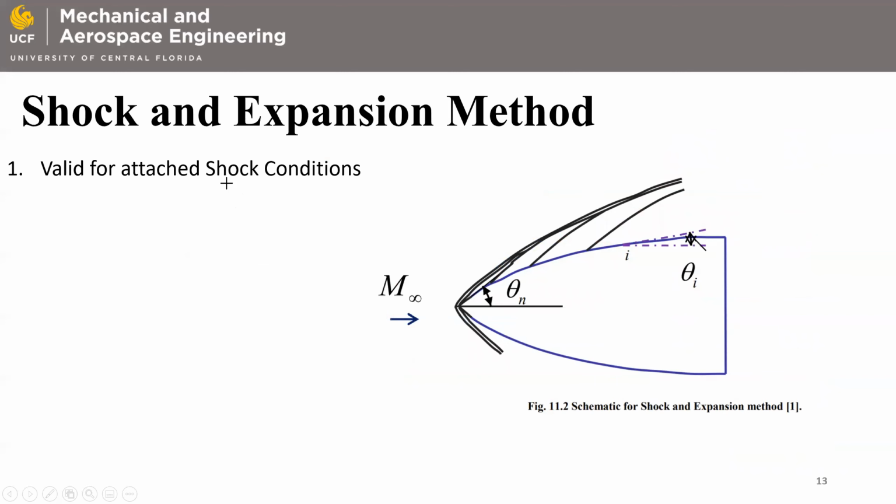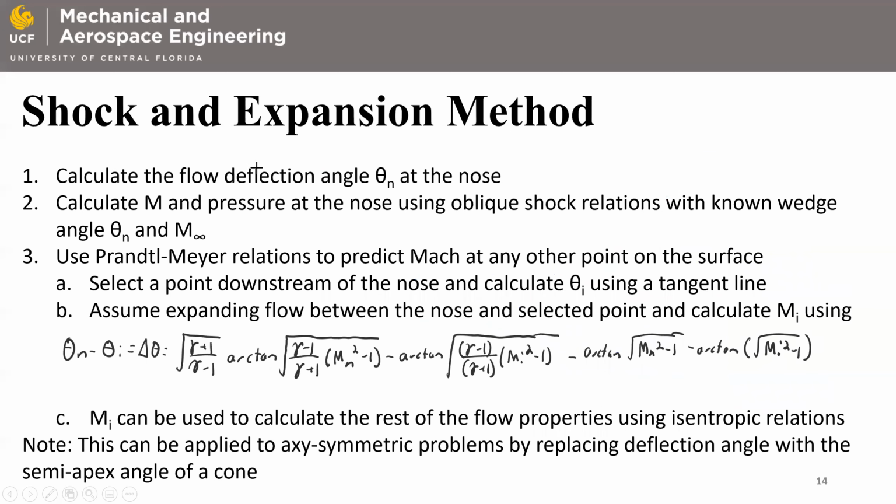And then we have the shock expansion method. Essentially, this one uses the Prandtl-Meyer relations instead of the oblique shock relations, and it's valid for attached shock conditions as well. What you would do is calculate the flow deflection angle at the nose. We're going to call that theta n, and that's the same thing as the wedge angle at the nose. And then you can calculate the Mach number and pressure at the nose using the oblique shock relations with the known wedge angle and the Mach infinity.